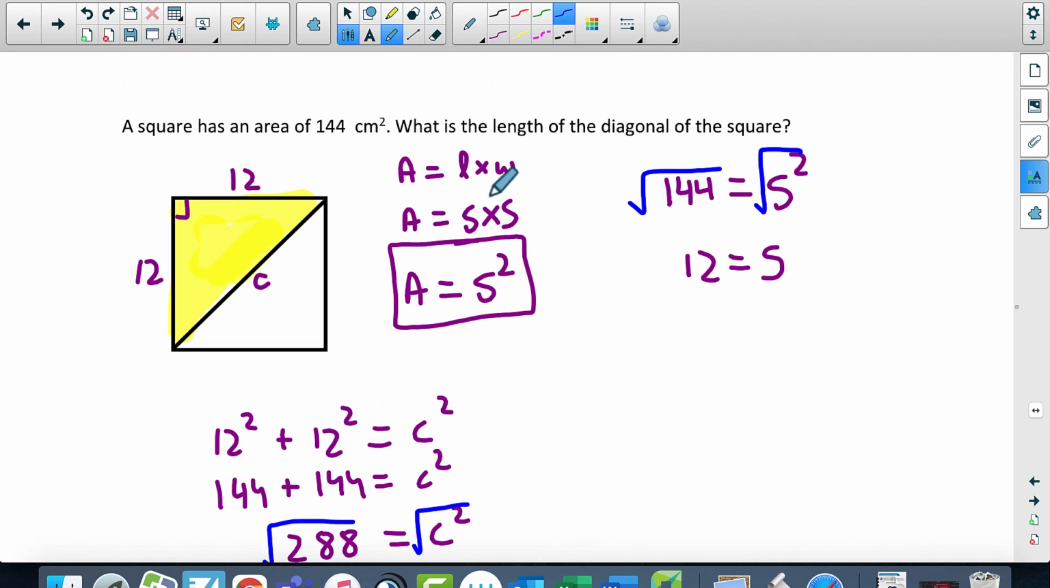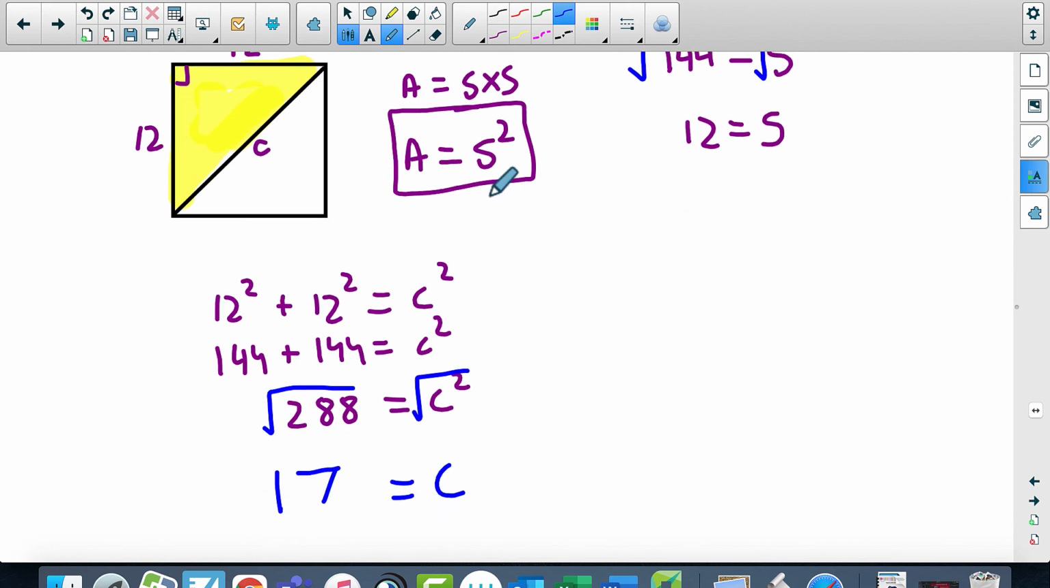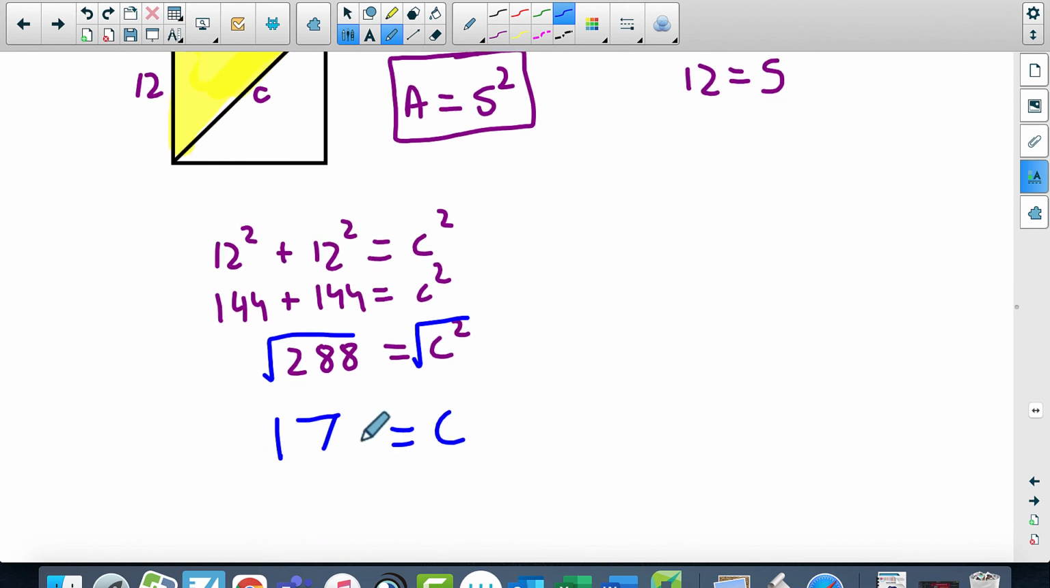17. Is there centimeters something? Yeah, centimeters squared was the area. So since we're talking about centimeters, it'll just be centimeters for the diagonal. It rounds to 17 centimeters. Okay, that's the length of the diagonal.